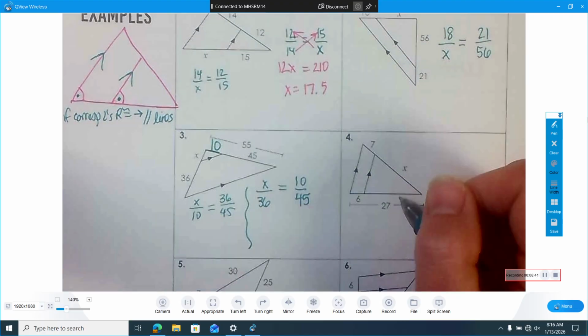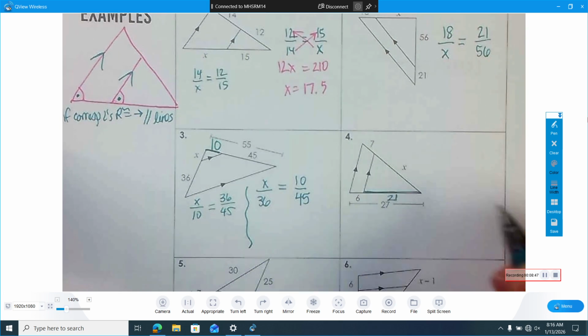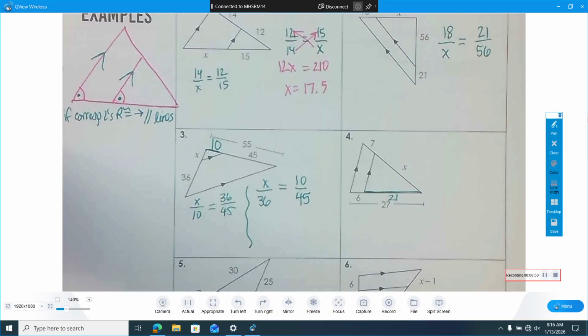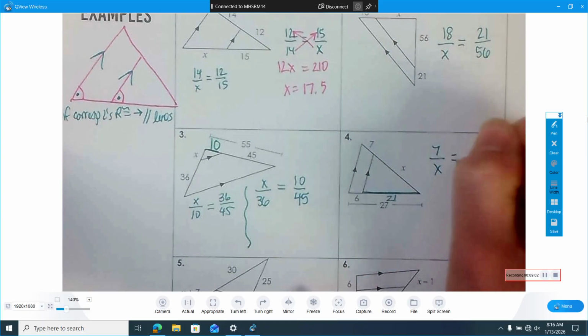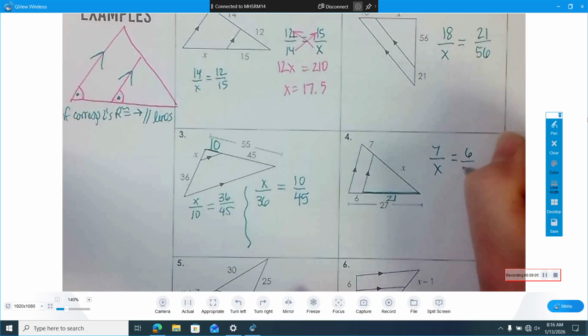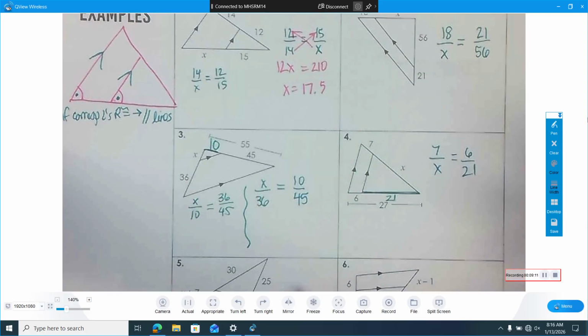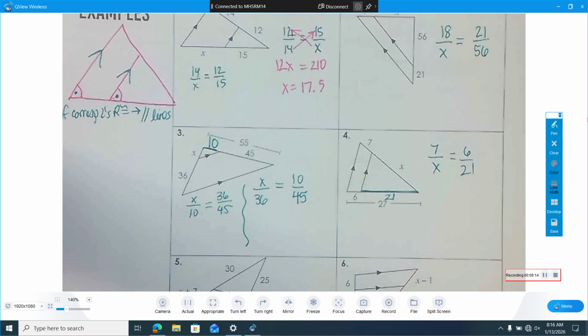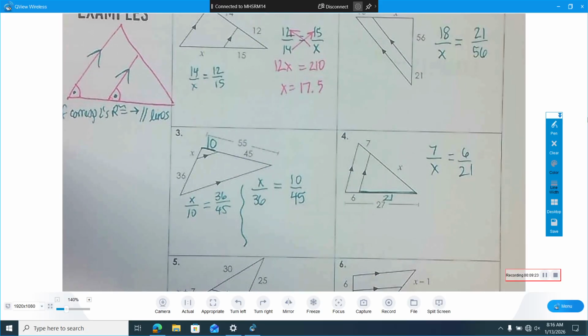Subtract 6 from 27. Good, because we want the small segment lengths here, so that would give me 21. We have parallel lines, so we can use our little side splitter. What can we do for our side splitter here? Little proportion. 7 over x is equal to 6 over 21. Perfect. So we have this little piece over larger side and then little piece over larger segment. So, nice pattern there. Good. All right, we're not going crossways. We're not crossing the sides.